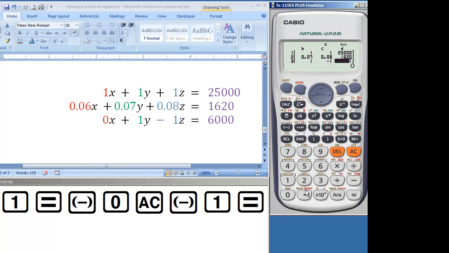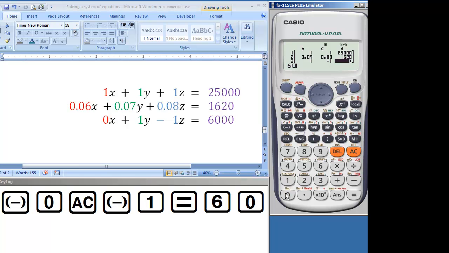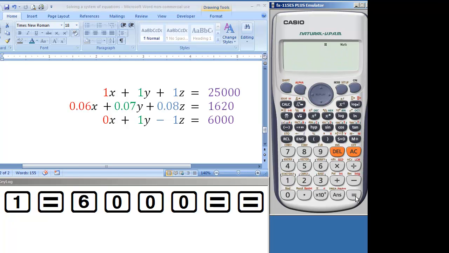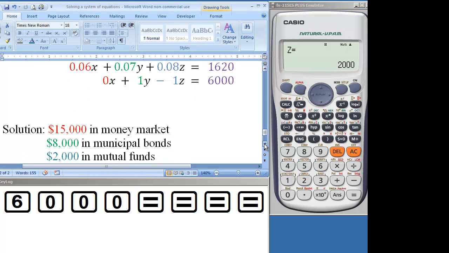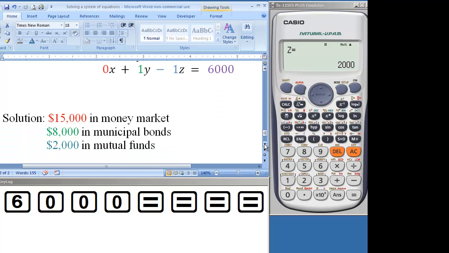Okay, all values entered. We get x is 15,000, y is 8,000, z is 2,000, and this is how we interpret those answers. So 15,000 in a money market, excuse me, 8,000 in municipal bonds, and 2,000 in a mutual fund.